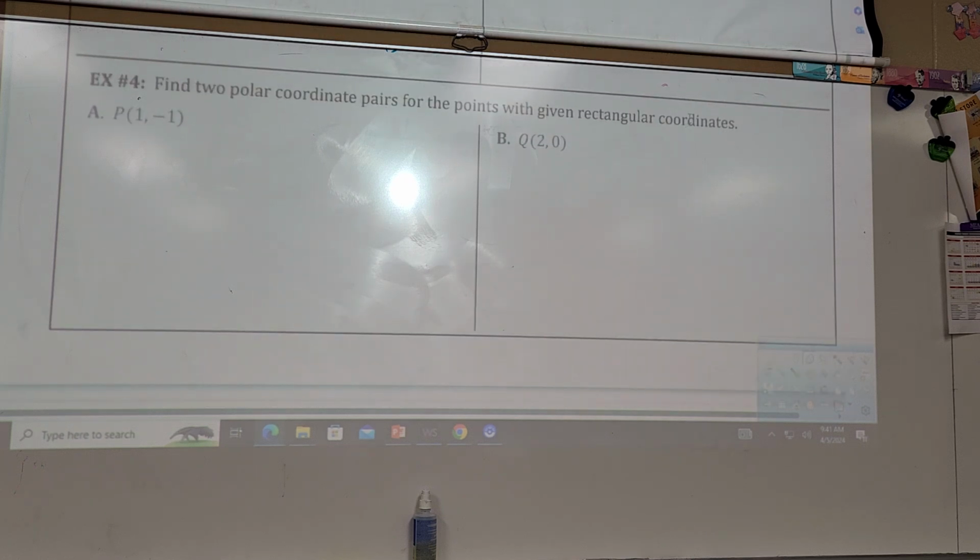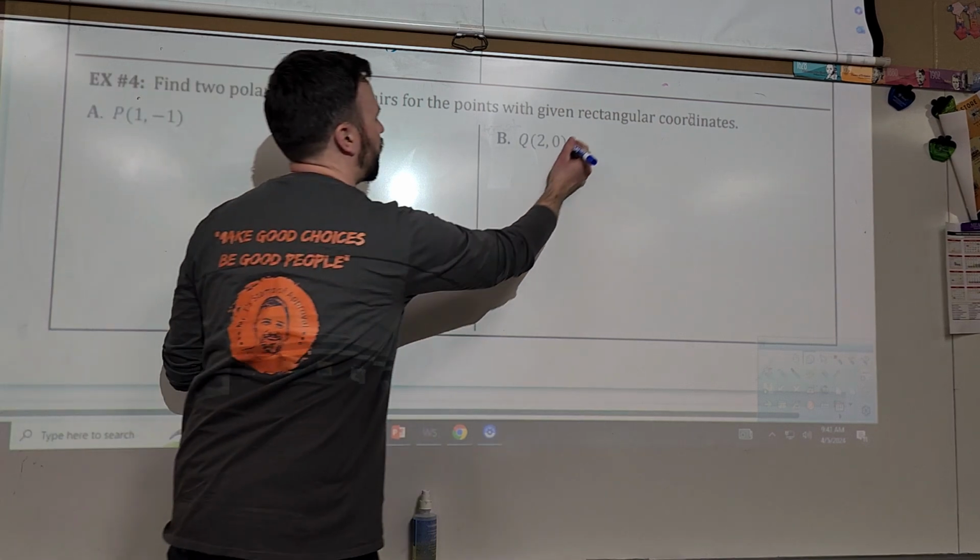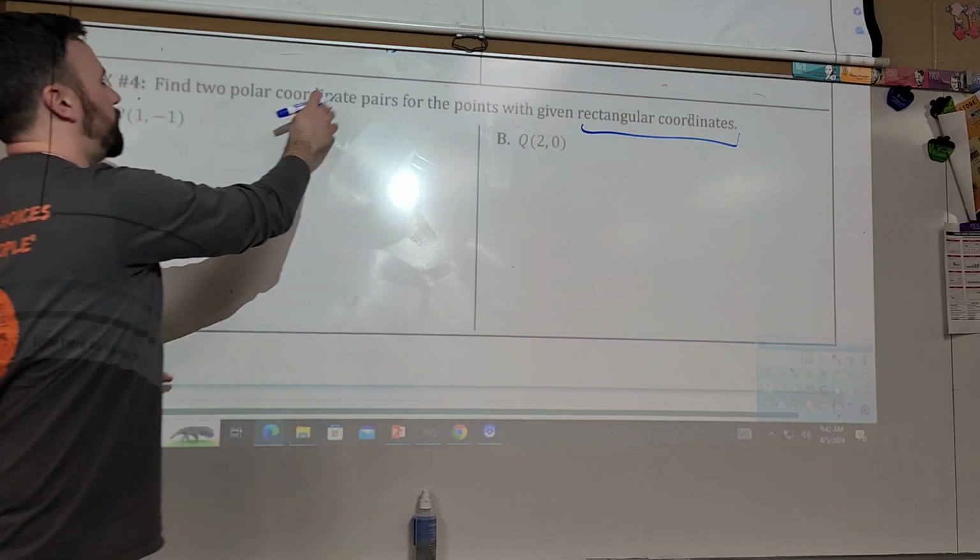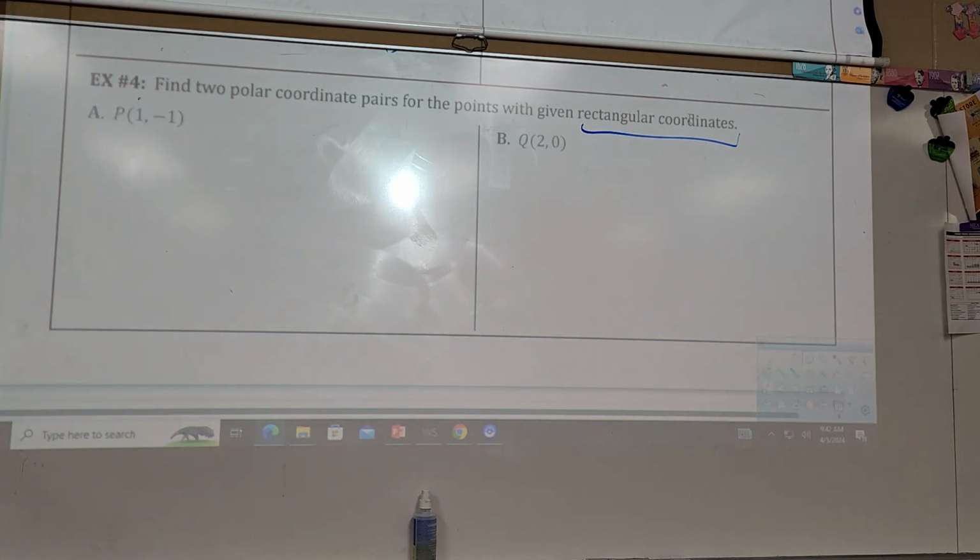All right, let's do the opposite. Now we're given rectangular coordinates, and I want to find the polar coordinates, and I'm going to show you why it works. So again, if I have the point 1, negative 1, it's right here, right? I need to find two things. I need to find an angle and a length.